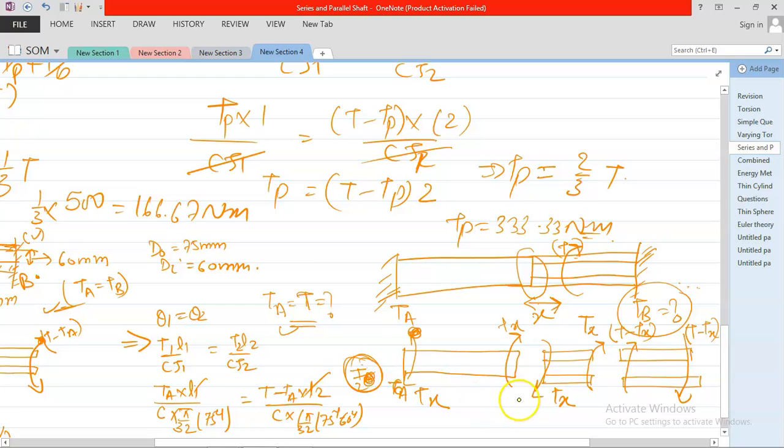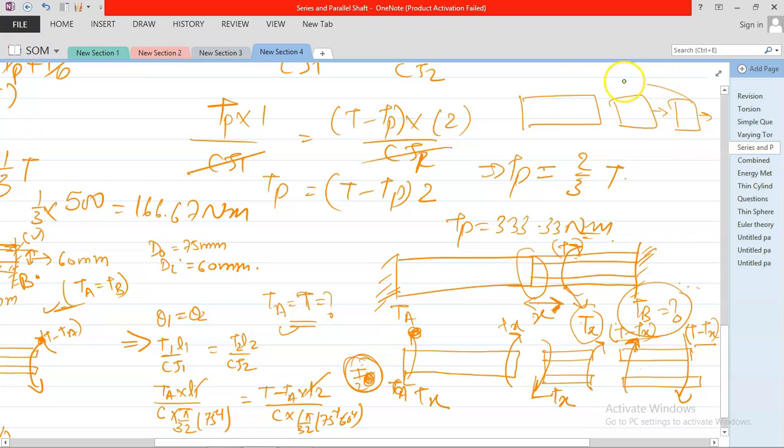How many of you get this and how many of you don't get this? Sir, first diagram also the same. Yeah, in this diagram, look here, just add this center, and for equilibrium this should be T minus Tx. And if this Tx is acting in this way, opposite Tx should act in this way.